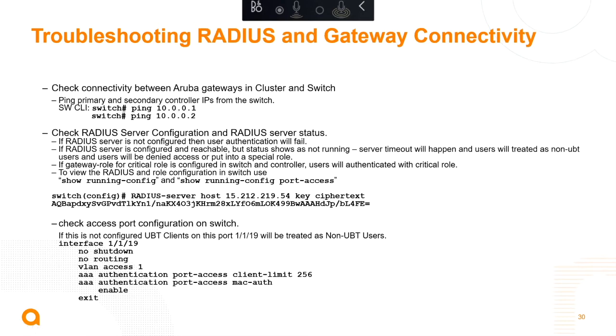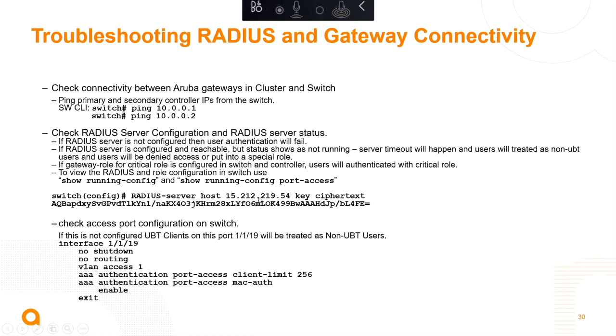Next, we have to see the radius configuration as well as the gateway connectivity. We can ping the gateways that are configured as the primary gateway IP address and check whether they are reachable from the switch, whether we have connectivity. If we don't have connectivity, the switch registration with the gateway will fail, and the show ubt state will not show as registered for that gateway.